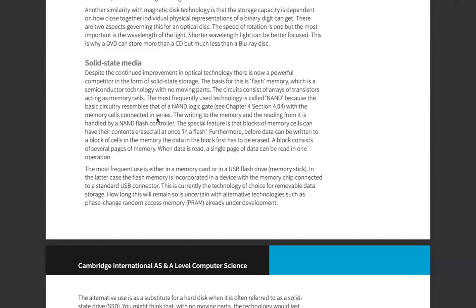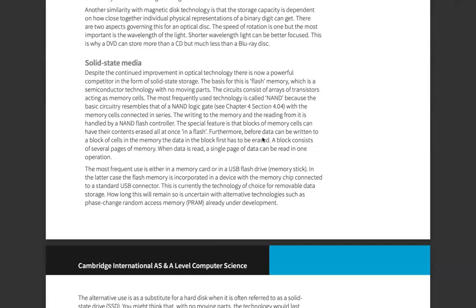එතකොට SSDs වල ගොඩක් වෙලාවට we should know that NAND logic gate එක තමයි operate වෙන්නේ and the writing to the memory and the reading from it is handled by the NAND flash controller. So the special feature is that blocks of memory cells can have their contents erased all at once in a flash. එකපාර ඔක්කොම ටික ඉරේස් කිරීමේ හැකියාව තියෙනවා.